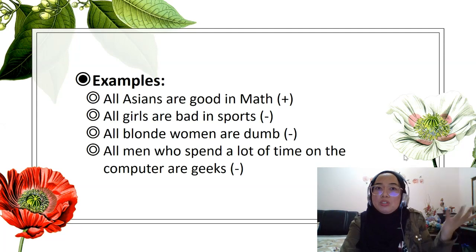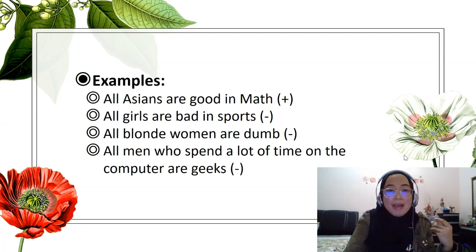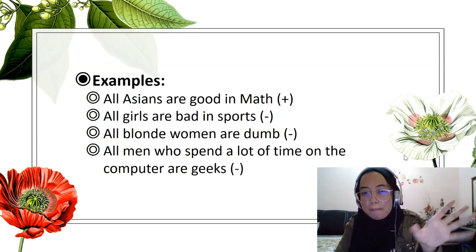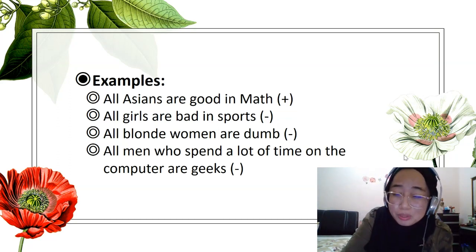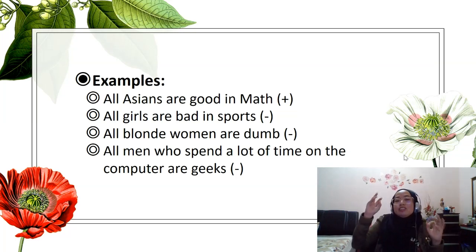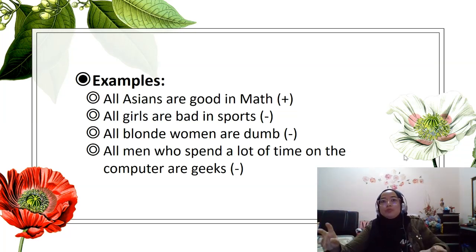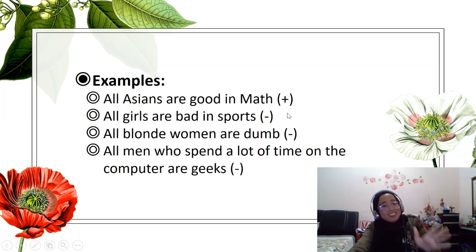For example, you will say like all Asians are good in math and all girls are really bad in sports. You can say that all men who spend a lot of time on computers are geeks. So these are some of the examples of stereotypes that people often do. As you can see here, some stereotypes are positive, but most stereotypes are negative.